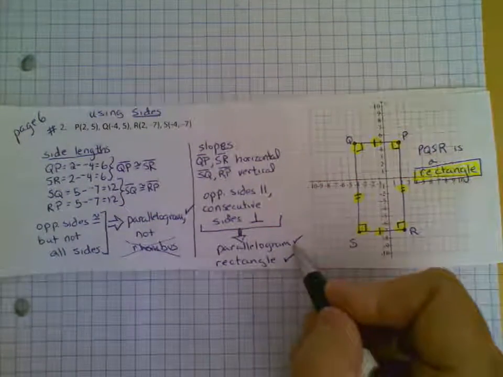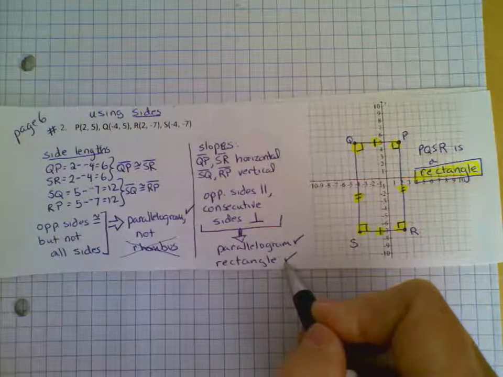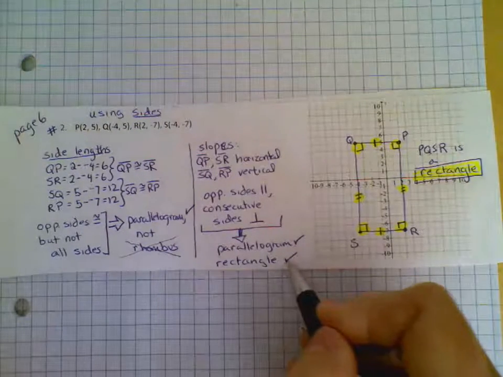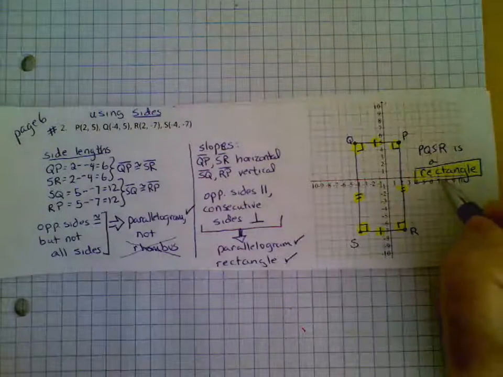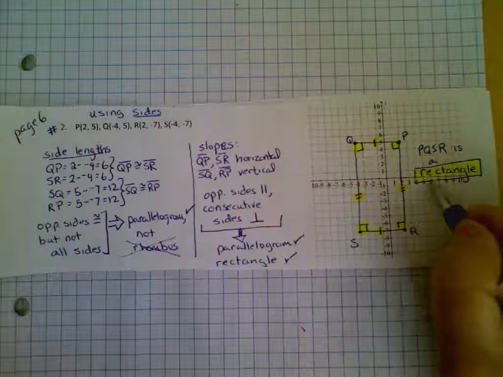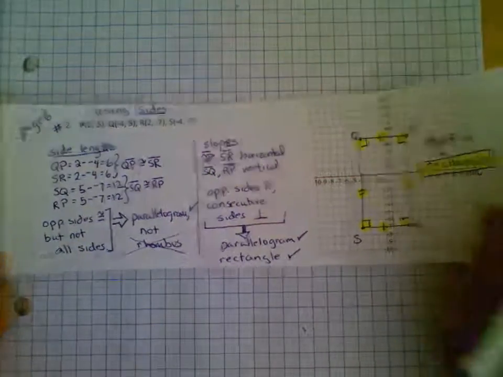It is both a parallelogram and a rectangle, but rectangle is a more specific name. A rectangle is a type of parallelogram. So the most specific thing we can say about this shape is that it is a rectangle. All right, we could have done the same thing using diagonals.